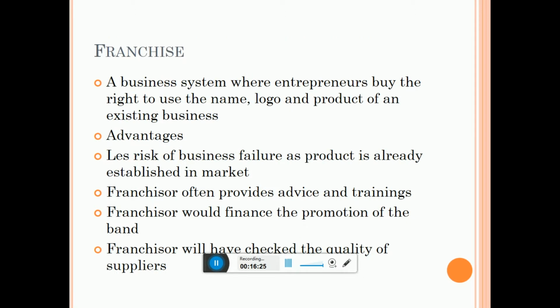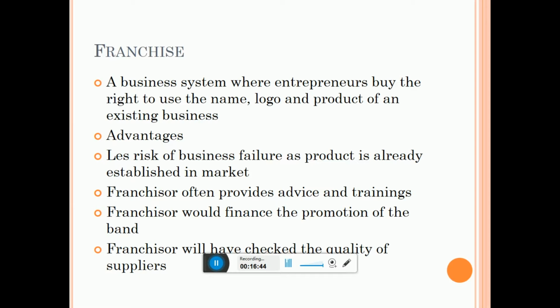Then we have franchise, a business system where entrepreneurs buy the right to use the name, logo and product of an existing business. For example, I have a business, my business name is V Franchise, and I am selling mobile phones, and my business is very successful.